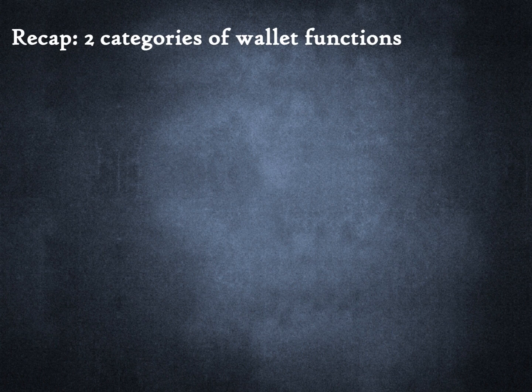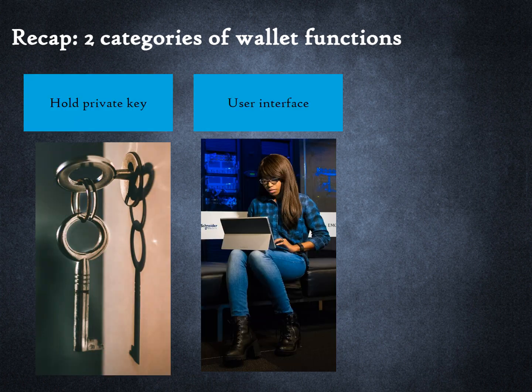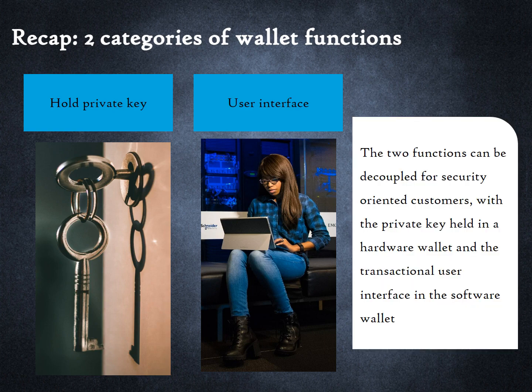It is now time to recap what a wallet does. We can think of the wallet as performing two categories of functions. First, it holds the private keys. Second, it acts as a simplified user interface for transacting on the blockchain. The two functions can be decoupled for security-oriented customers, with the private key held in a hardware wallet and the transactional user interface in the software wallet. Next, we will recap the highlights of each of these functional categories.